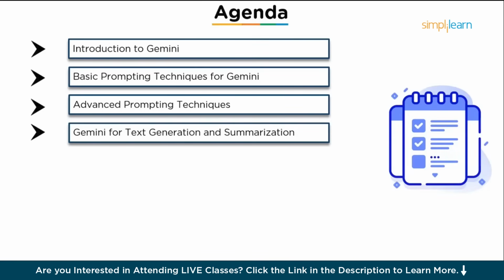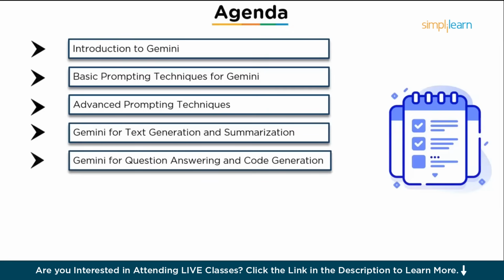Then we will see Gemini in action for text generation and summarization. We'll explore how it can be used to create compelling content and distill information effectively. Following that, we'll delve into Gemini for question answering and code generation. You will see how Gemini can serve as a powerful tool for retrieving information and even assisting in software development.